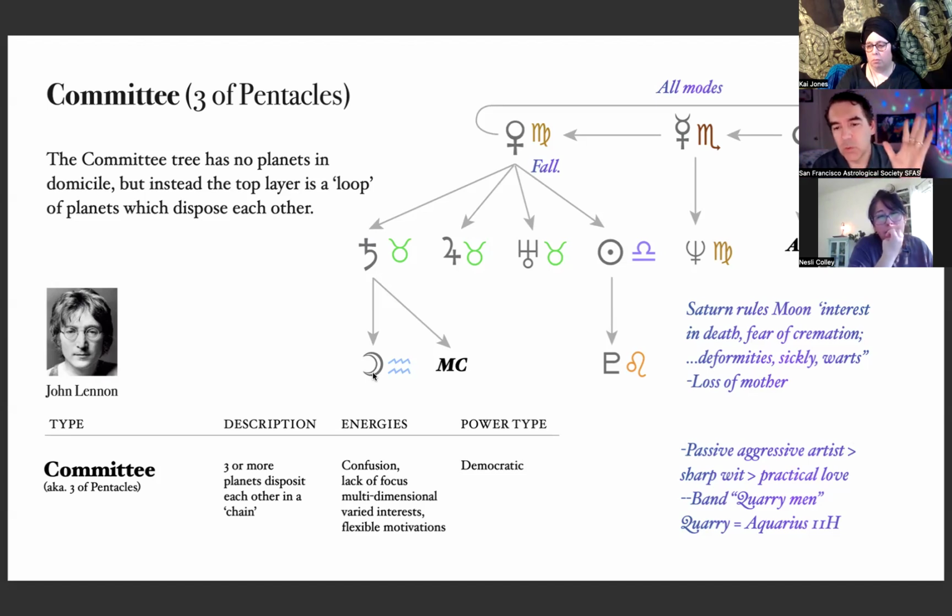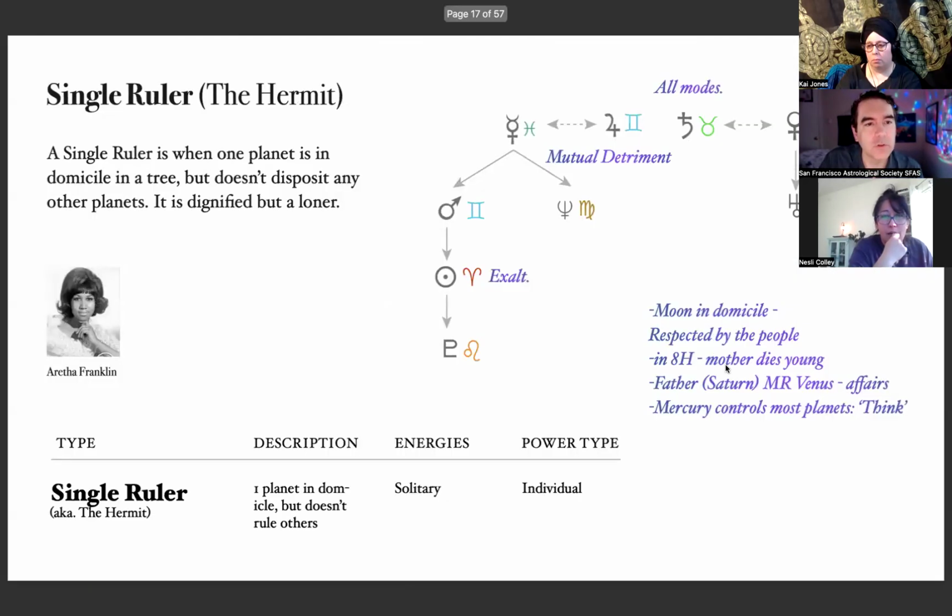So interestingly, his 11th house is in Aquarius. And, well, if we say 11th house is groups, his first group that he formed was called the Quarrymen. And Aquarius, according to Lilly, one of its rulerships is quarries. So interesting.